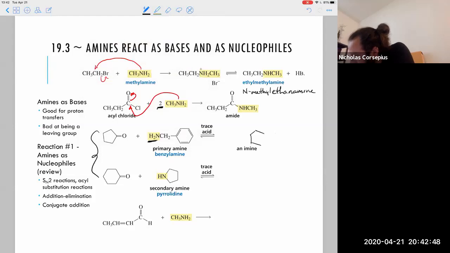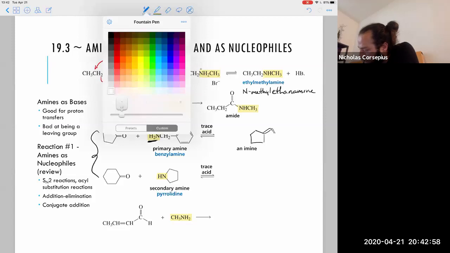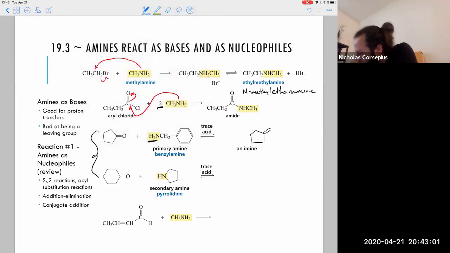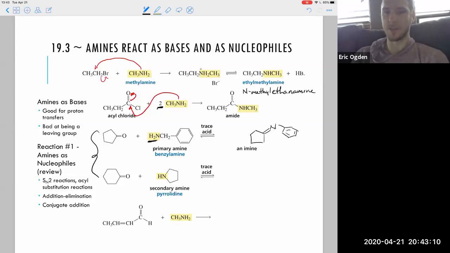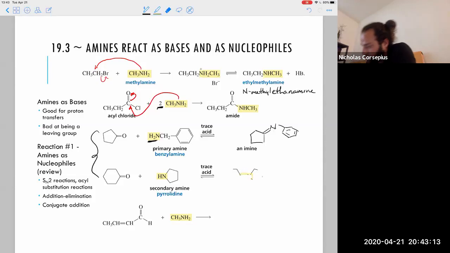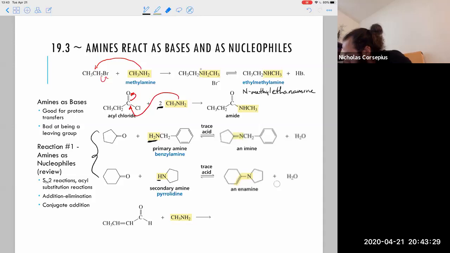So again, five-membered ring. Here we had our ketone to start out with. Really, we're just going to replace that with the nitrogen. And the secondary amine gives the enamine. Right? So here we don't have two hydrogens to remove, we only have one. So instead, the last hydrogen that gets removed is actually from that alpha carbon. That's the last step in those reaction mechanisms to give us our enamine. So let me just make this prettier.